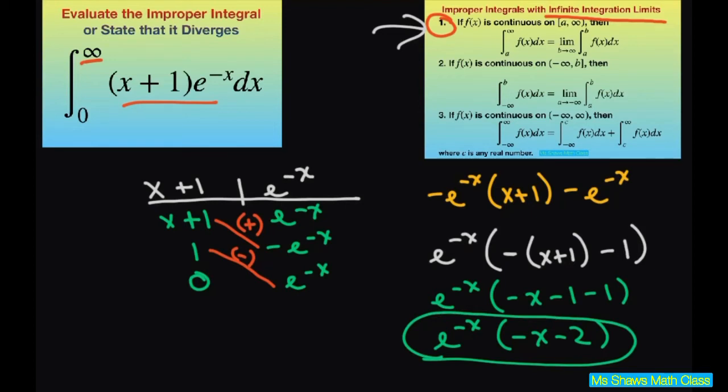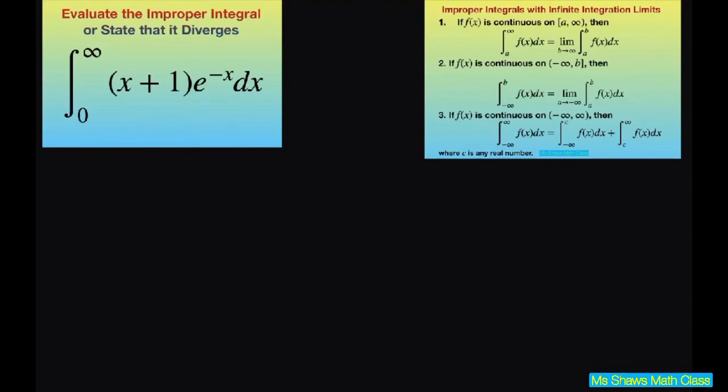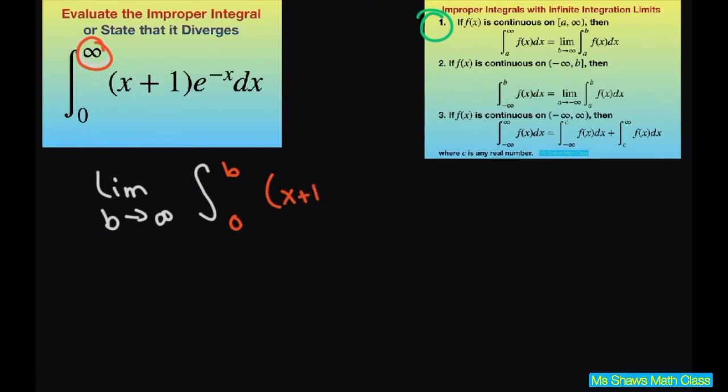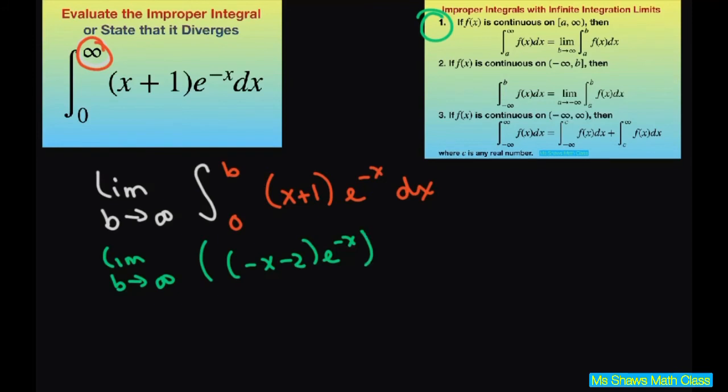All right, now let's go to our formula. Using part 1 for our improper integrals, we're going to rewrite this as the limit as b approaches infinity. And since we're changing our upper limit from infinity to b, we're going 0 to b. Then we have our function here. Okay, so now we can integrate, which we already did. So we have the limit as b approaches infinity, and we already got what this was. This was negative x minus 2 times e to the power of negative x. All right, and then we're going to evaluate this from 0 to b.